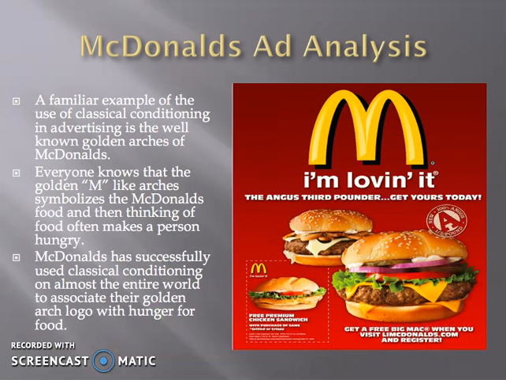A familiar example of classical conditioning in advertising is the well-known golden arches of McDonald's. Everyone knows that the golden M-like arches symbolize the McDonald's food, and then thinking of food often makes a person hungry. So McDonald's has successfully used classical conditioning on almost the entire world to associate their golden arch logo with hunger for food.